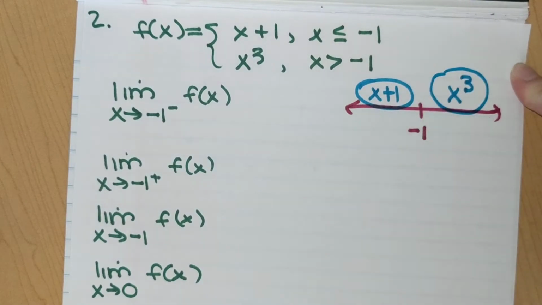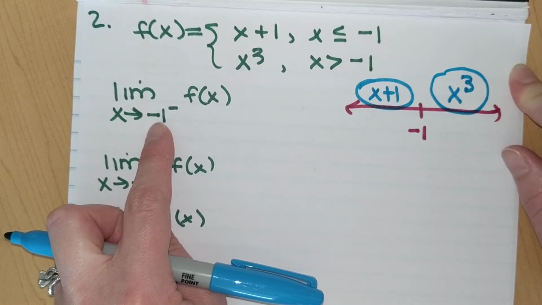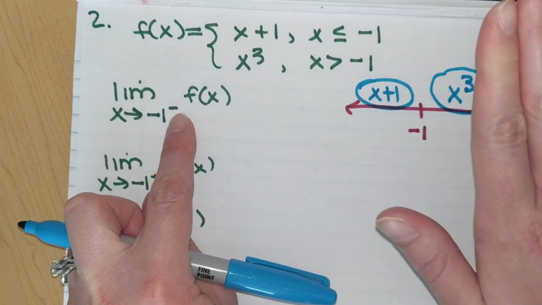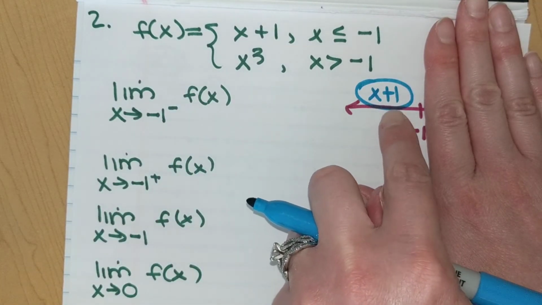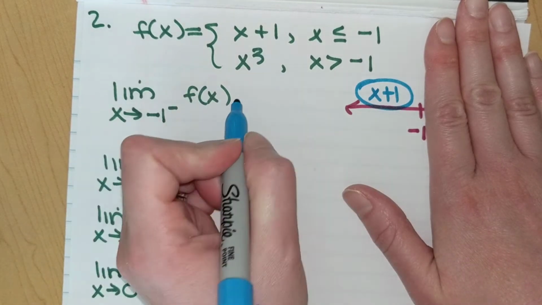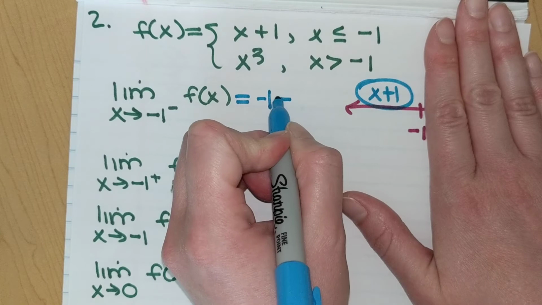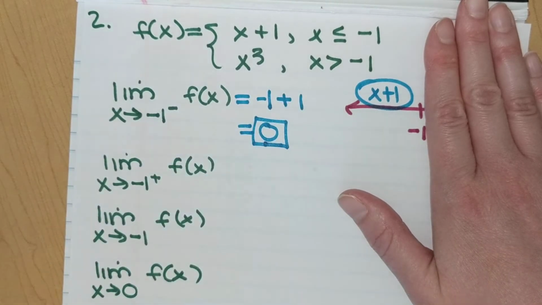All right, so if you look at the first function, the limit they're asking for is the limit as x goes to -1 from the left. So you would cover the right, and you would only see x plus 1. That's the function we'll plug into. If you plug in -1 for x, then plus 1, that gives you 0. Okay, so that's straightforward enough.